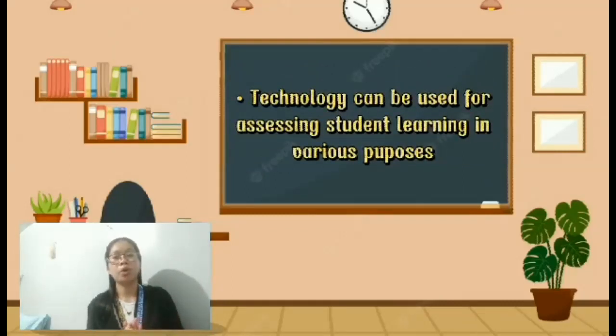Technology can be used for assessing student learning for various purposes. By using technology in managing assessment information, data can be presented in different ways to meet the needs of the students, teachers, and administrators. An electronic examination, also called computer-based assessment, computer-based testing, or e-exam, is a test conducted using a personal computer or an equivalent electronic device, in which the delivery of the assessments and the responses are effected electronically.